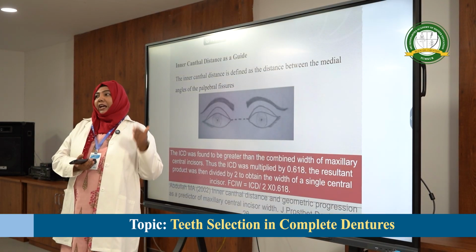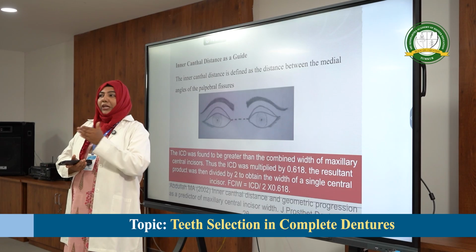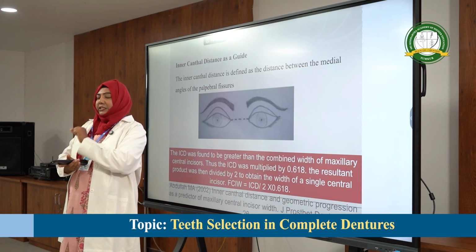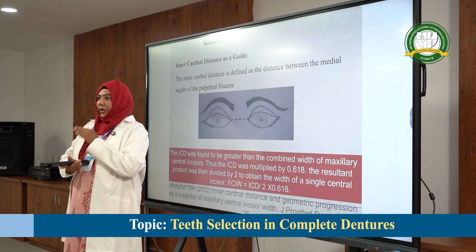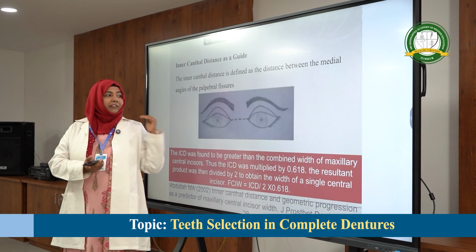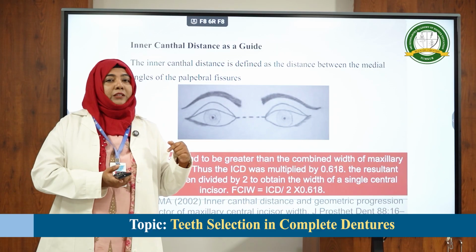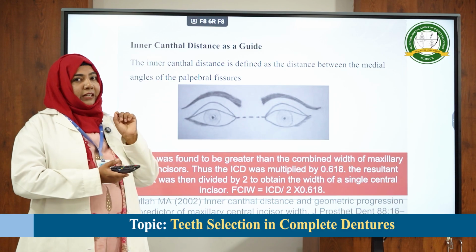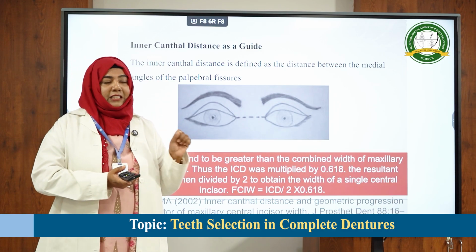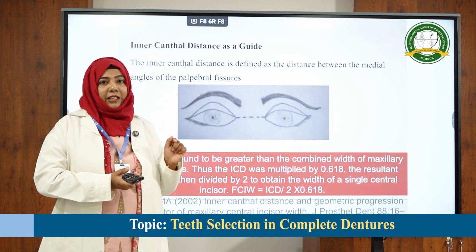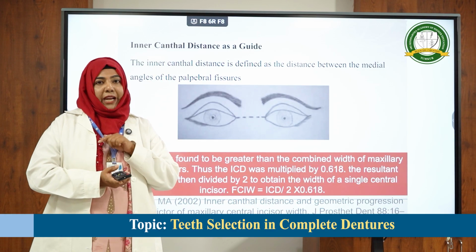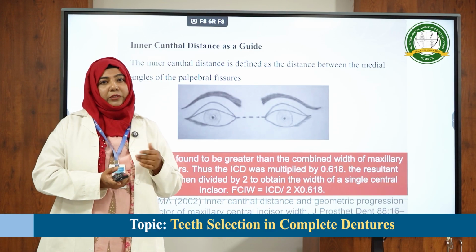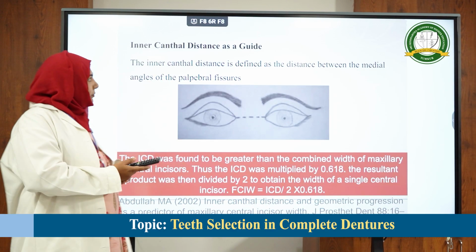So what he did, he multiplied ICD with 0.618, where ICD is inner canthal distance. He multiplied ICD with 0.618, then the resultant product he divided by 2 to get the maxillary width of the central incisor. So what is the formula to get the maxillary central incisor width? That is ICD multiplied by 0.618 divided by 2 will give you the width of the central incisor.